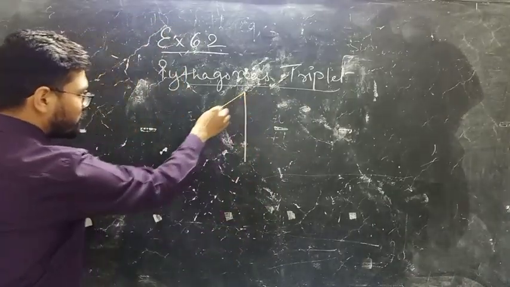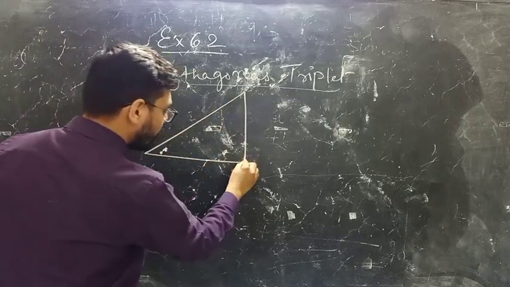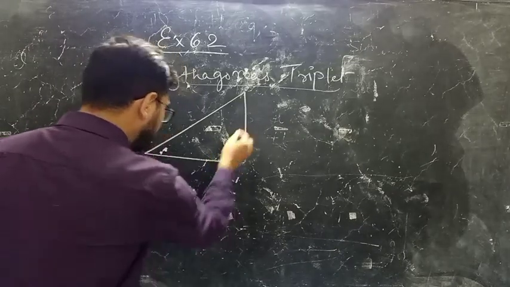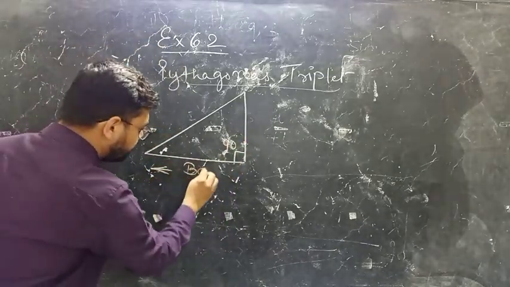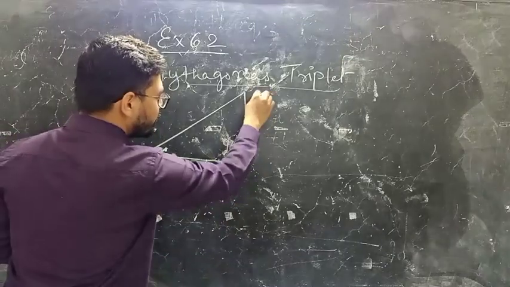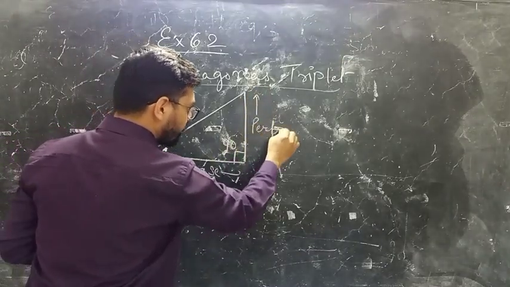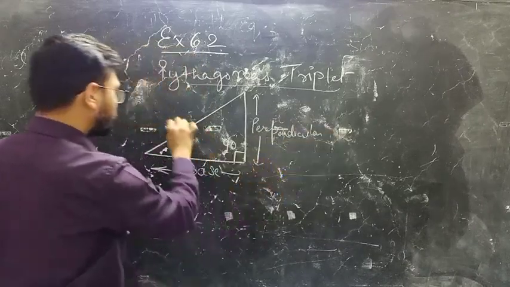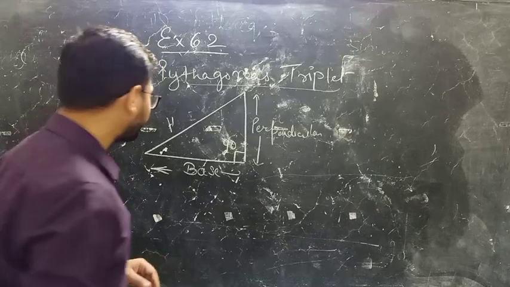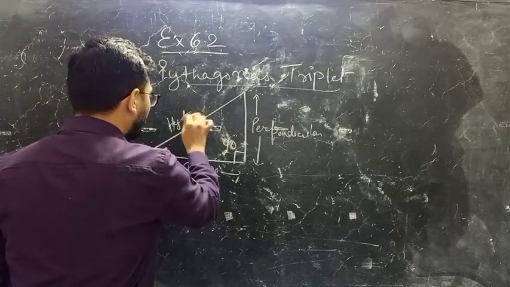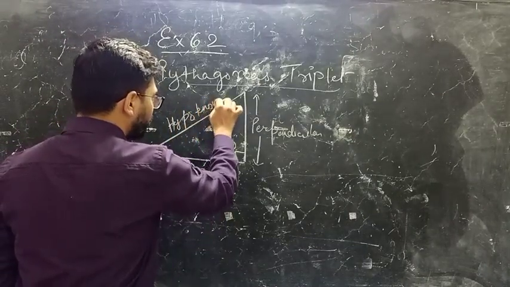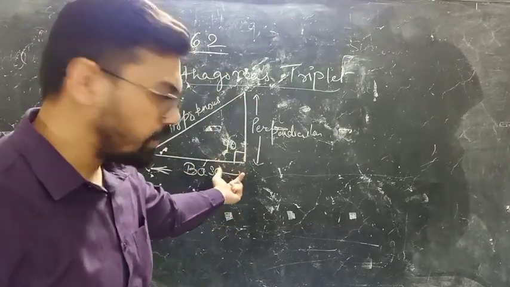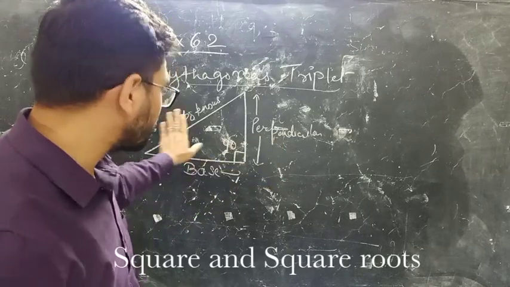So let's say this is a right angle triangle whose one angle is 90 degrees. Let's say this is the base, this is the perpendicular, or you can say height, and this is the hypotenuse. This is a right angle triangle whose one angle is 90 degrees. This is base, this is perpendicular, this is hypotenuse.